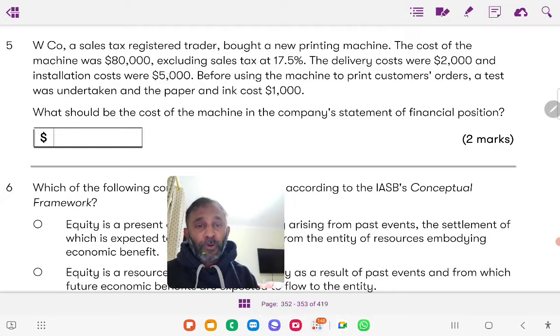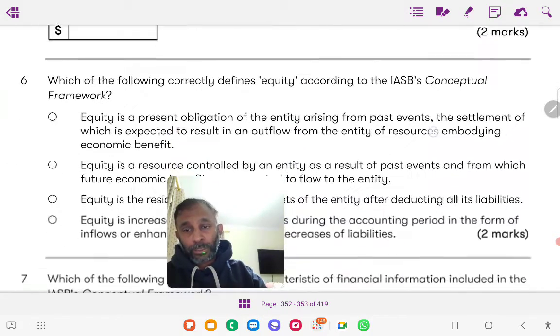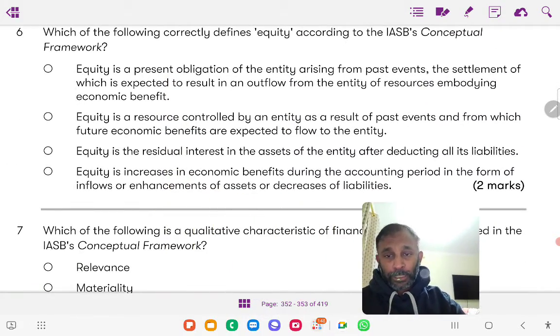However, before using the machine to print customer orders, a test was undertaken and the paper and the ink cost 1,000. This test has nothing to do with the cost of the asset. So therefore, your total answer is 87,000. That's the answer for the question number 5. And the question number 6.